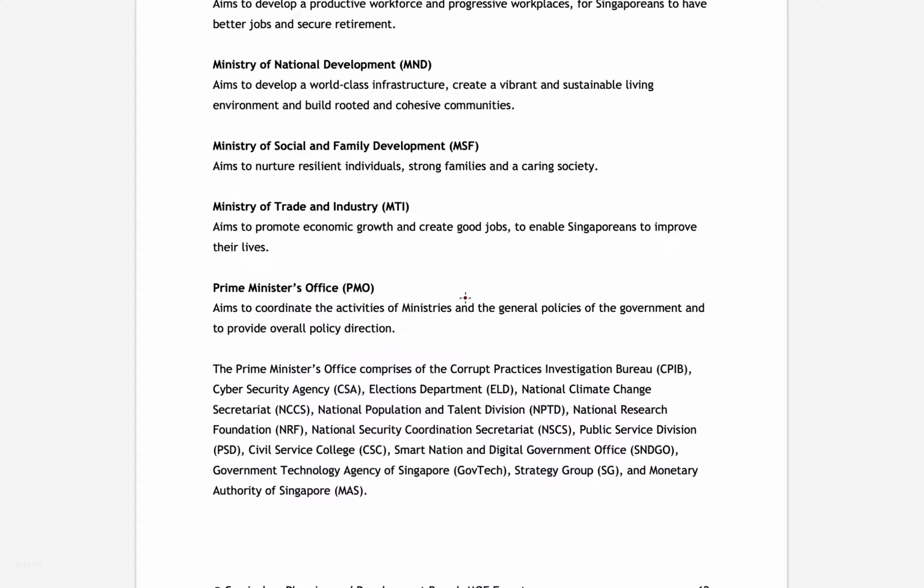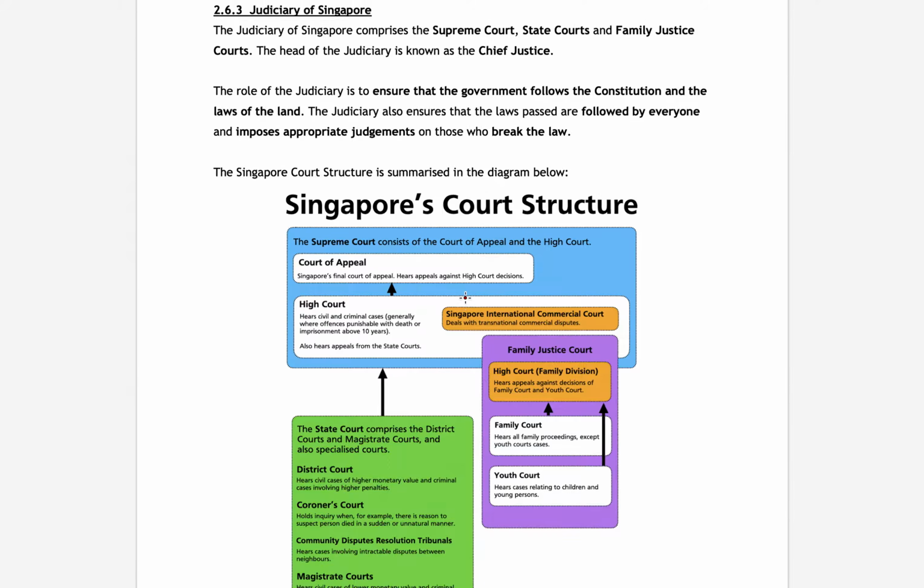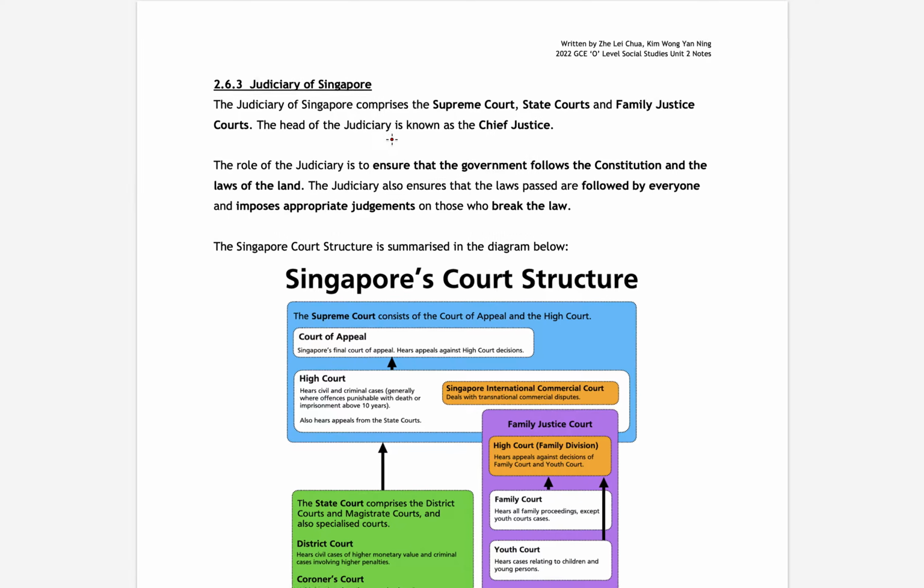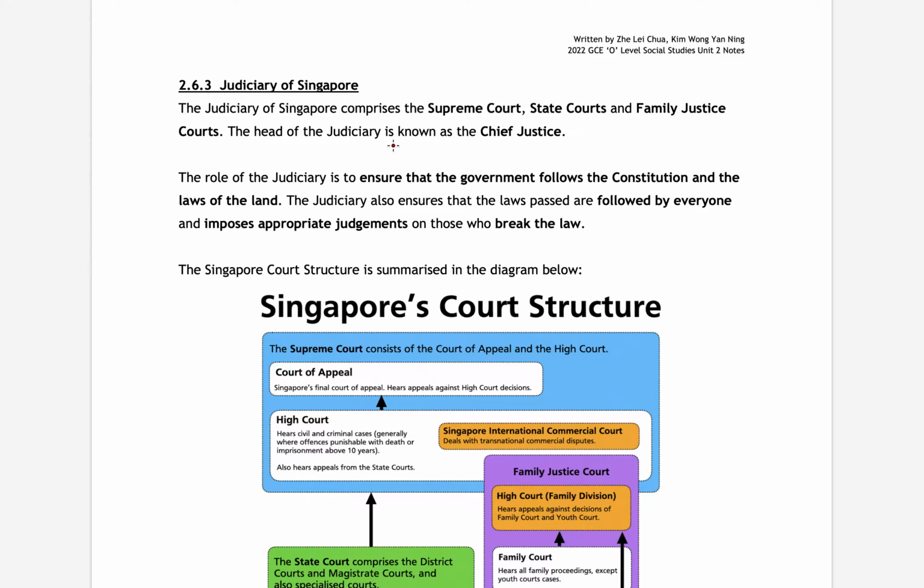Okay, the screen just changed back. The third and final branch of the government of Singapore is the judiciary. The judiciary is the people that ensure that the government follows the constitution and that the laws are adjudicated. People that break laws, this is the judiciary, will be the people that hand out the punishments to them.